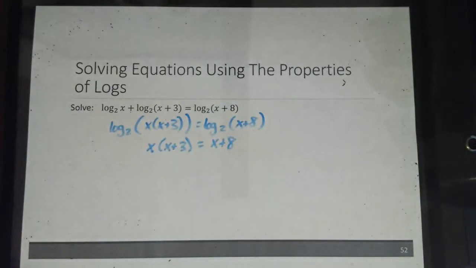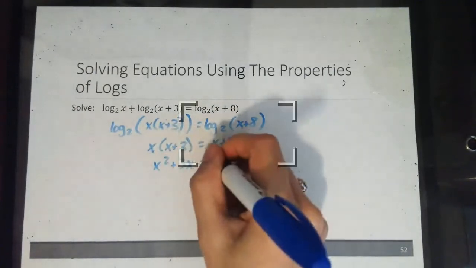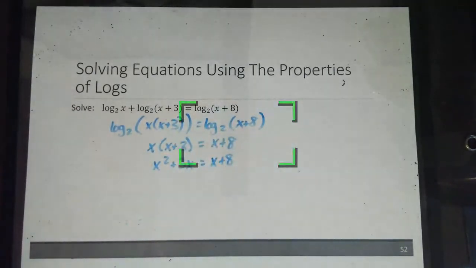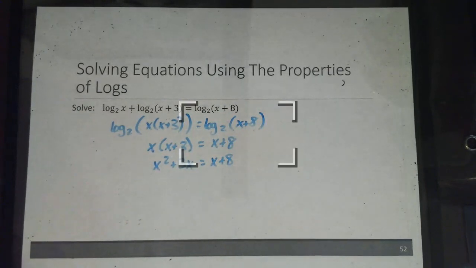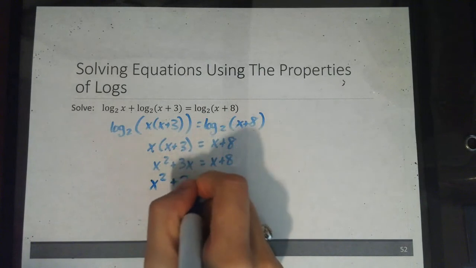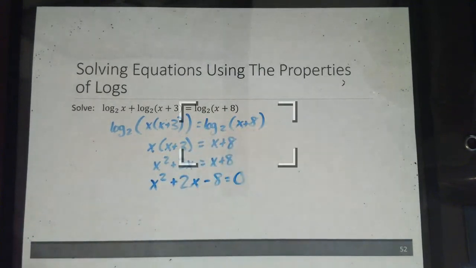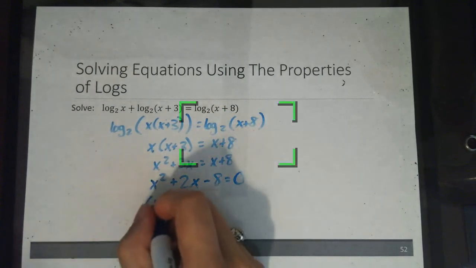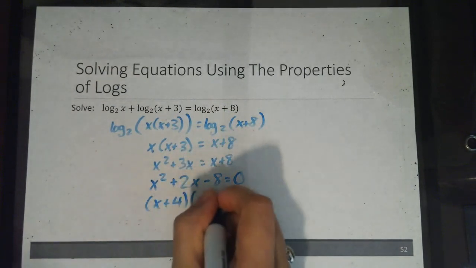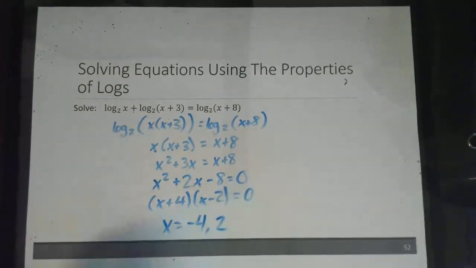I can distribute through on the left-hand side. And I'll have x squared plus 3x is equal to x plus 8. Just like the last one, I have a quadratic equation, so I want to move everything to one side. I'll move everything to the left, so my x squared stays positive. And I'll have x squared, subtract the x, so plus 2x, subtract the 8, minus 8 is equal to 0. That factors into (x plus 4)(x minus 2) is equal to 0, giving me x equals a negative 4, a positive 2.